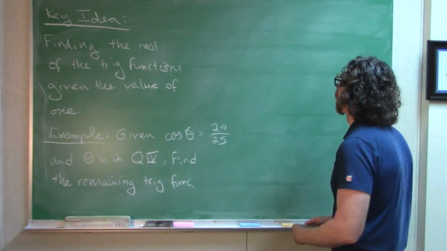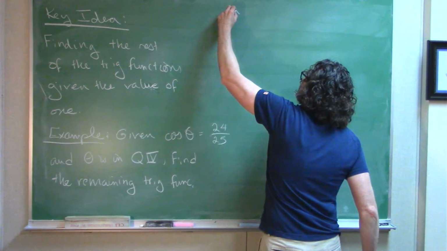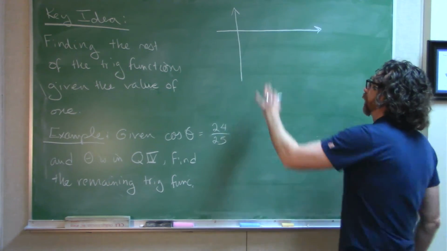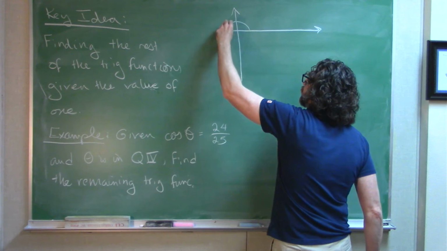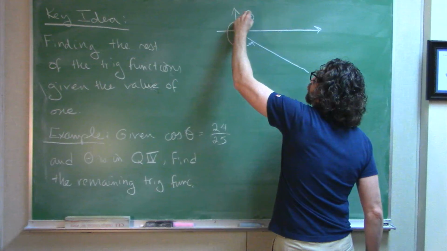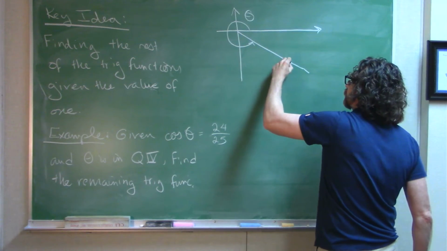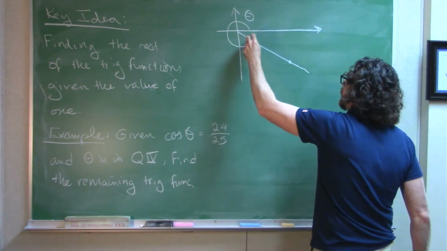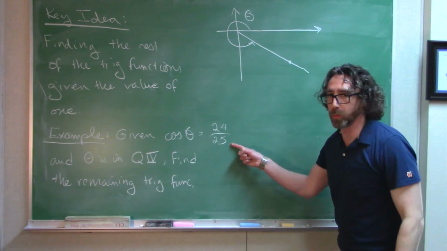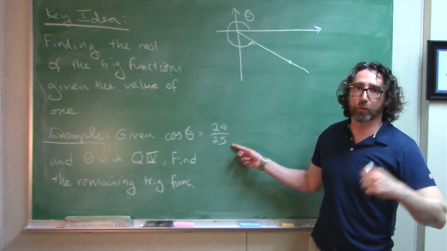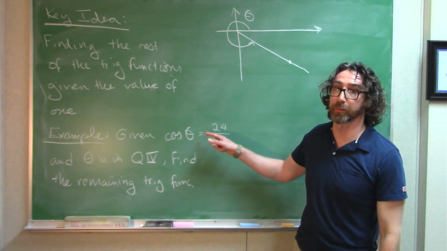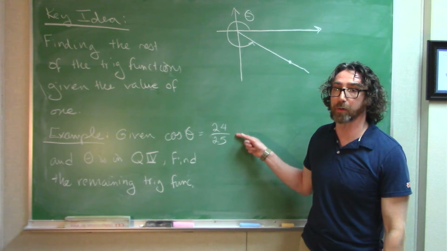in quadrant 4. Let's get ourselves a little picture going here. Okay, so quadrant 4 over in this region. So we're looking at something like that. Okay, here's theta. Now, they tell us that the cosine is 24 over 25. Now, going back to when we introduced the 6 trig functions, we know that cosine theta is x over r.